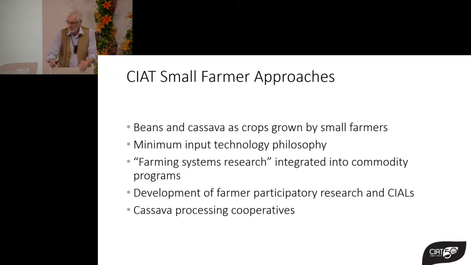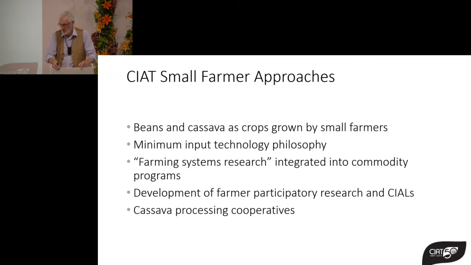So the approach that CIAT then adopted to the small farmer was essentially this: beans and cassava were grown by small farmers, and the impacts we had there would be directed to small farmers. A very important element was what was called the minimum input technology philosophy, that in order for small farmers to have access to technologies, they would not be dependent on high levels of inputs. And that led to a focus, particularly in the breeding program, on adaptation to more unfavorable areas and edaphic constraints, which in the end became the basis for the approach to sustainability. All of those are needed in order to develop sustainable systems. So it actually worked in two regards.